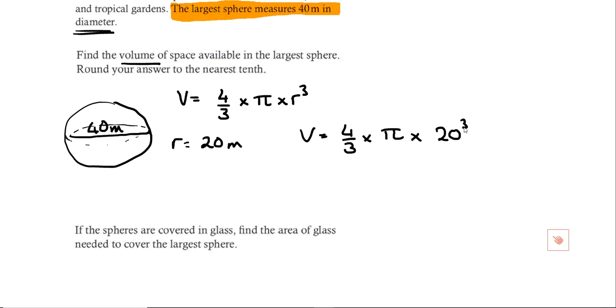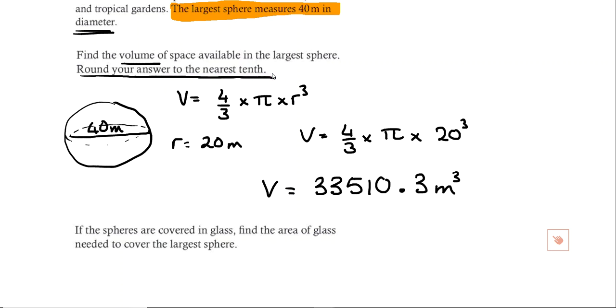Which we get as 33,510.3 cubic meters, because I have to round my answer to the nearest tenth. Okay?